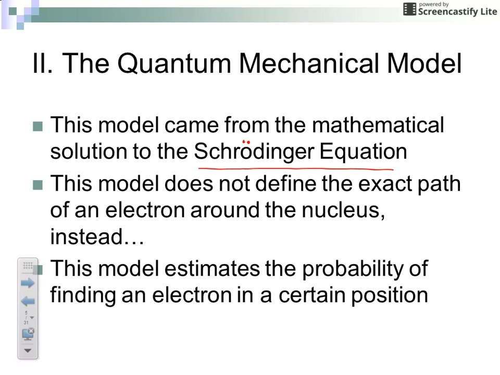And another thing that's different is it does not define the exact path of an electron around the nucleus. Instead, what this model does is it estimates the probability of finding an electron in a particular position within the electron cloud. So it's kind of like its position in space will be like where its location is or where its home is.